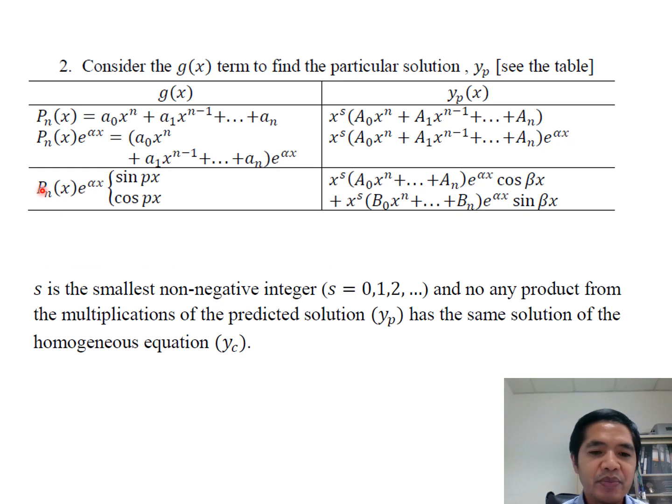And when the g(x) term is a sine cosine function, consider this form, which is x to the s times the polynomial form.